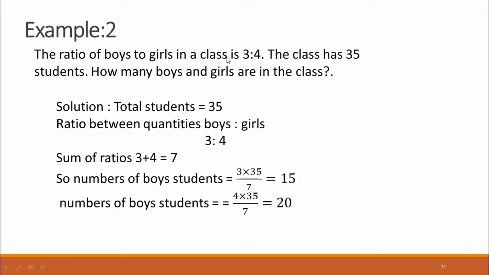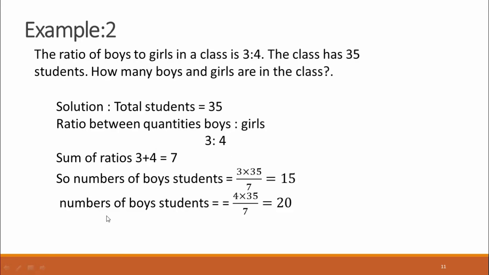Now the boys ratio is 3 and the girls ratio is 4. So now the sum of the ratio is 3 plus 4, which is equal to 7. Now we can write the number of boy students in the class: in the sum of the ratio, the number of boy students is 3. So how many boys in total? 35. After simplifying, 7 times 5 is 35, and 3 times 5 is 15.